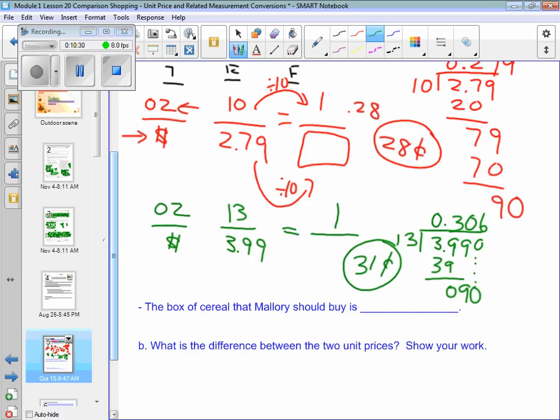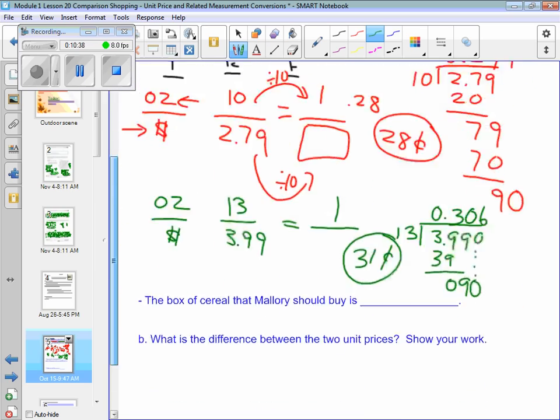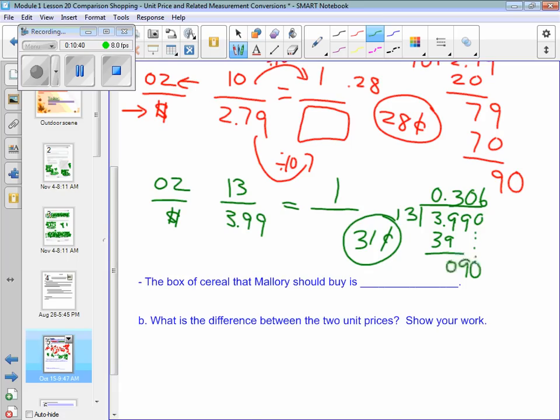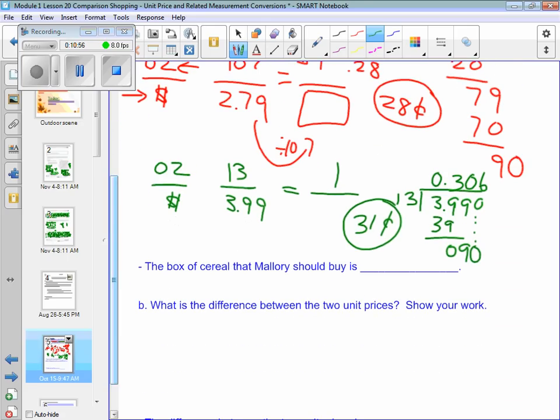Now, what's the better deal? If you're going to shop, do you want to buy something that's cheaper or more expensive? And if so, what's the better deal? That's really the whole gist of the question. Emily, you want to pay 31 cents over 28 cents? I don't. So what's the better deal, the 10 or the 13 ounce? 10 ounce is the better deal.